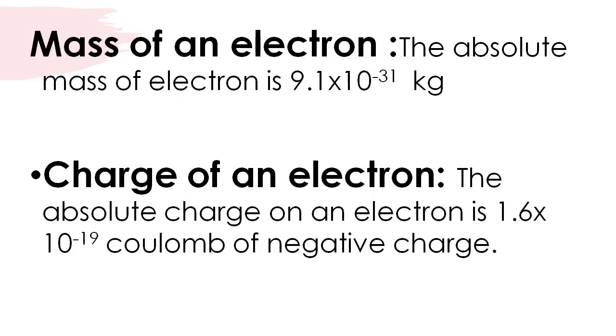Mass of an electron. The absolute mass of an electron is 9.1 × 10^-31 kg. Charge of an electron. The absolute charge on an electron is 1.6 × 10^-19 coulomb of negative charge.